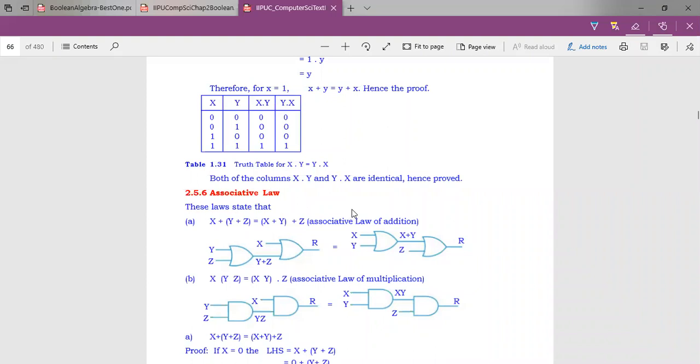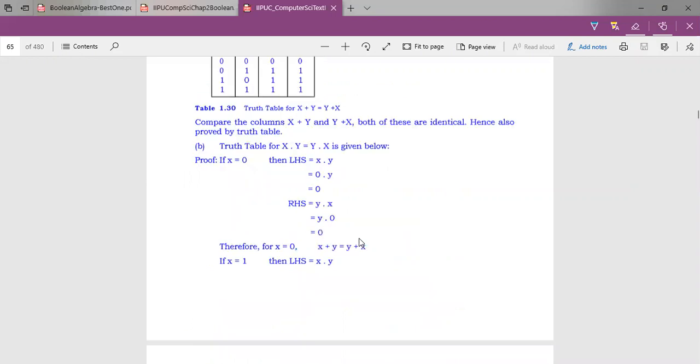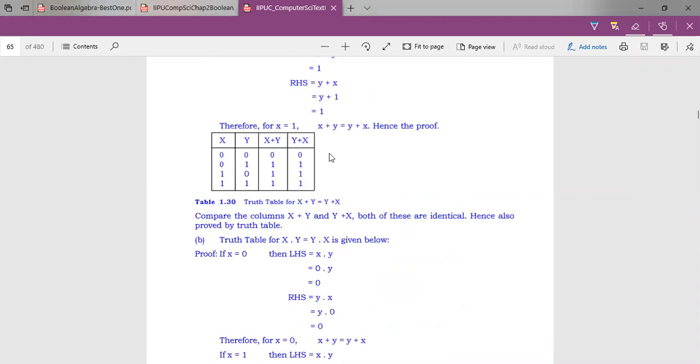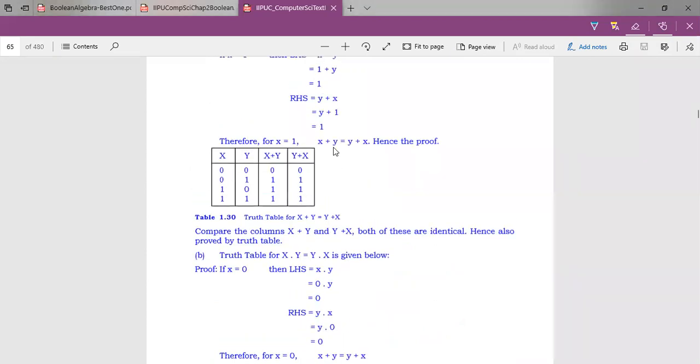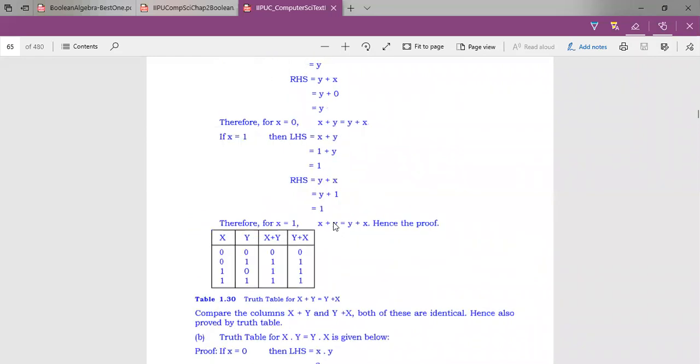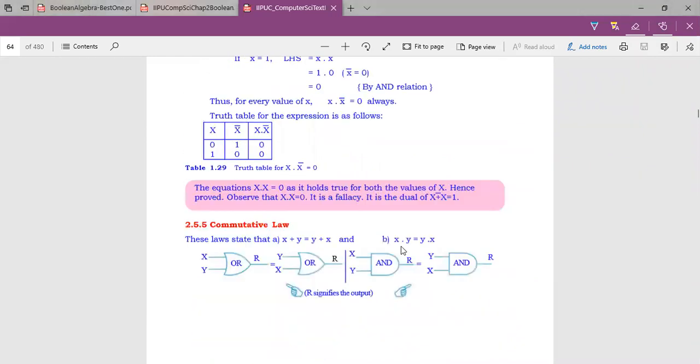What is k dot k bar? Also equal to 0. What is w plus w bar? Equal to 1. I'm using complement laws, right? Suppose I ask you, a plus b is equal to b plus a, correct? We are using the commutative theorem. What about k dot s is equal to s dot k, correct?